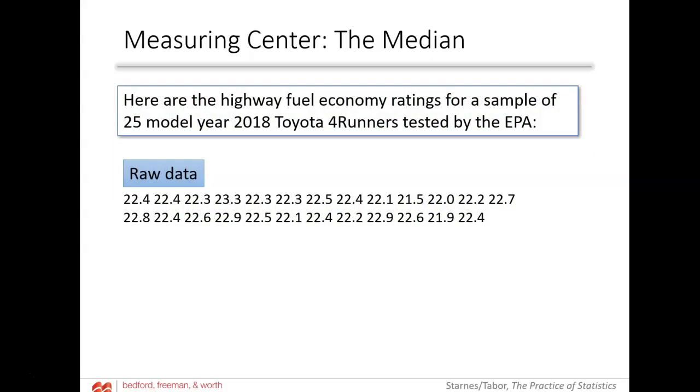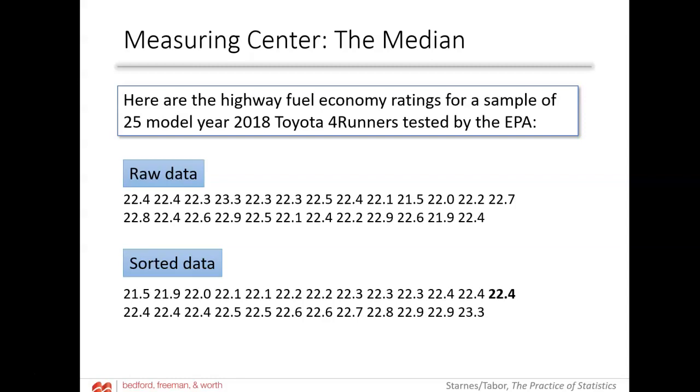We have highway fuel economy ratings for a sample of 25 model year 2018 Toyota 4Runners tested by the EPA. All right, so here's our raw data. It was very difficult to look at. So then what they did is they sorted it. They put it in a list from least to greatest. Again, still hard to read.